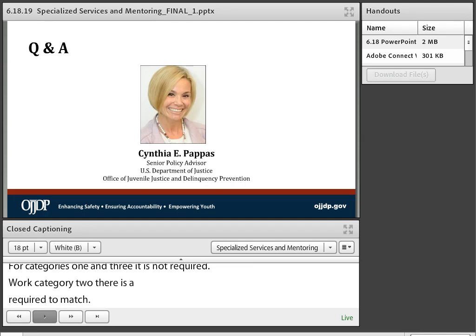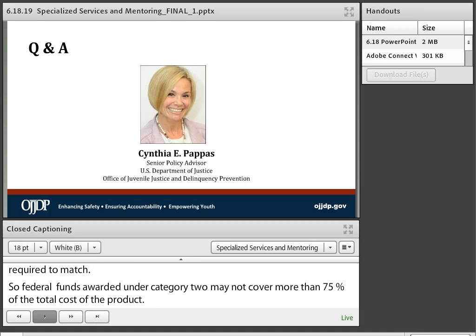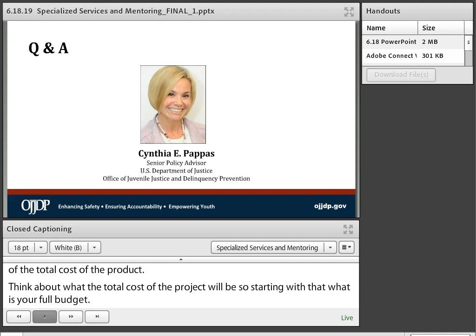So think about what the total cost of your project will be. Starting with that, what is your full budget? And then take 75% of that. That's what the federal government will be able to fund under category 2. And then you will have to submit the 25% non-federal portion of the total project cost and how you will match those funds.